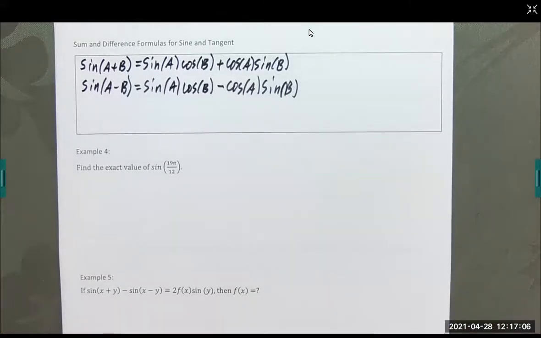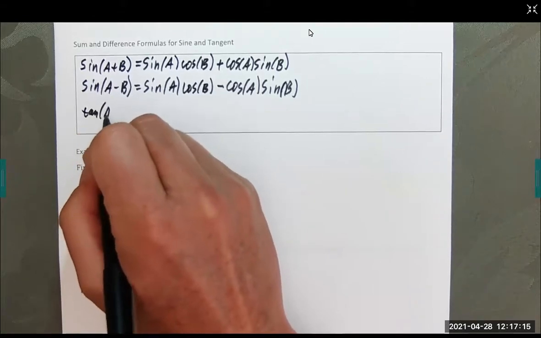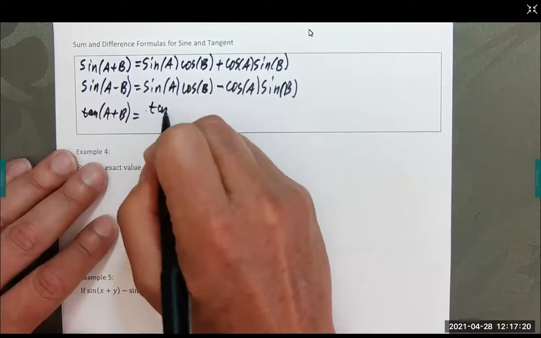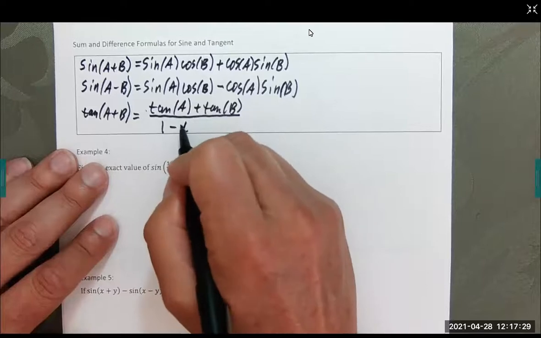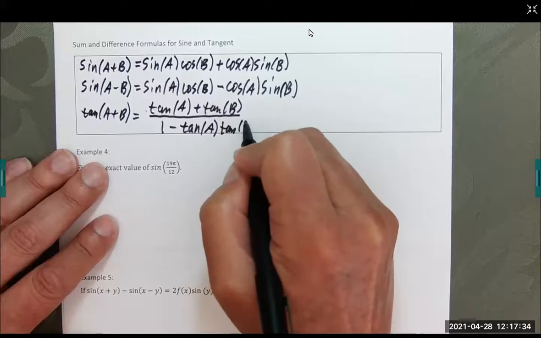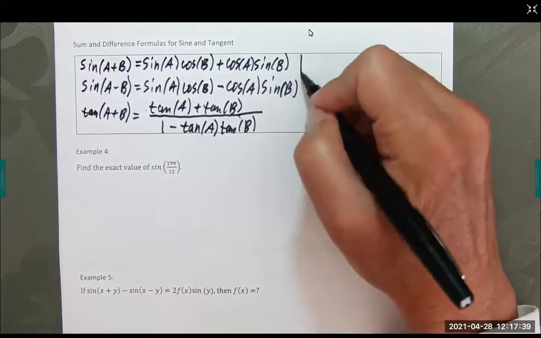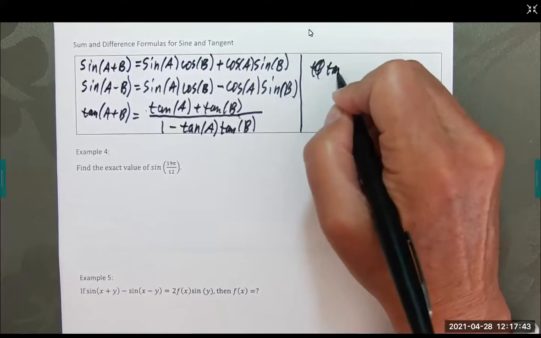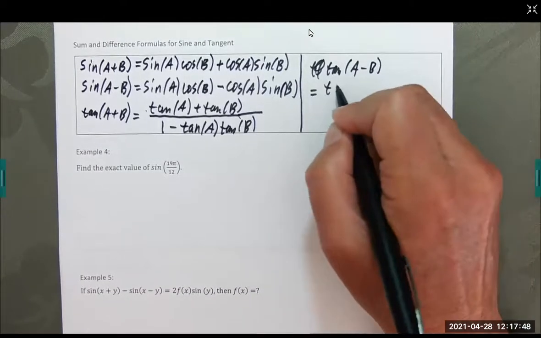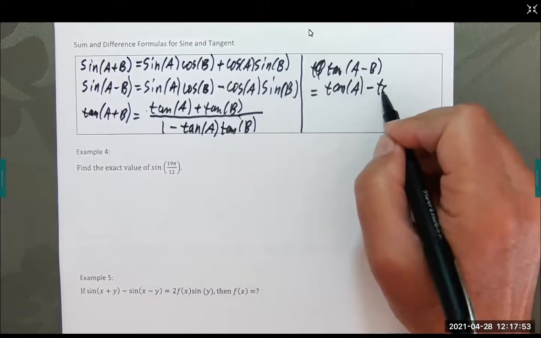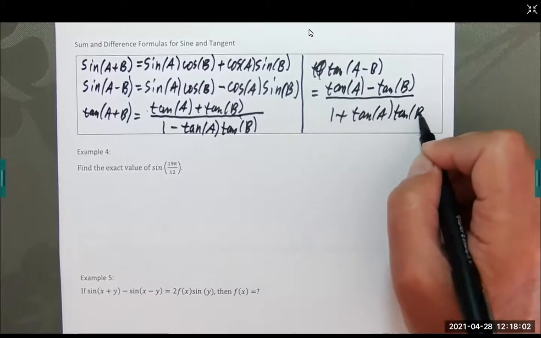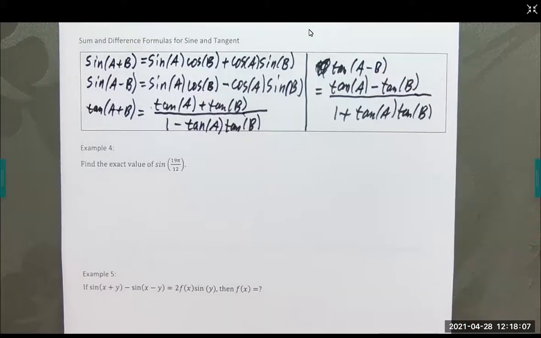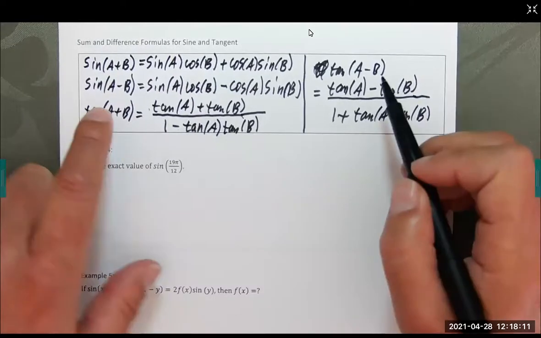Here we have the sum and difference of sine. I'm going to go ahead and throw down the tangent one as well. So we'll say tangent of a plus b is tangent of a plus the tangent of b over 1 minus tangent a times tangent b. And our subtract one I'll put over here. Tangent of a minus b is equal to the tangent of a minus the tangent of b over 1 plus tangent a tangent b. So you'll notice same sign on top, opposite in the bottom.